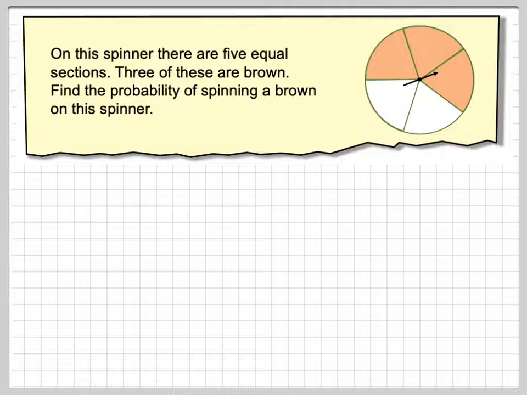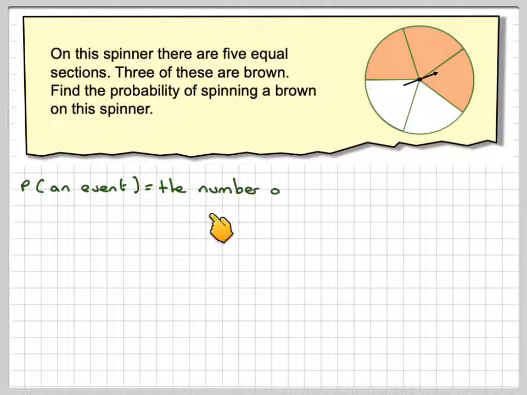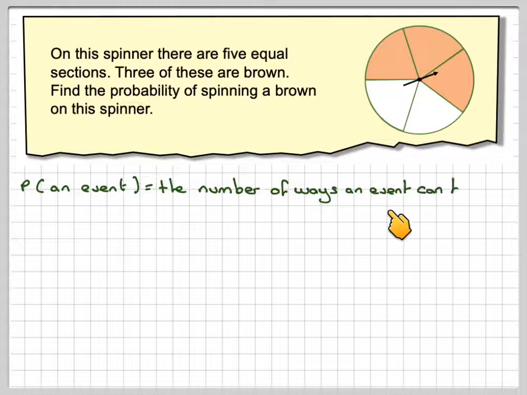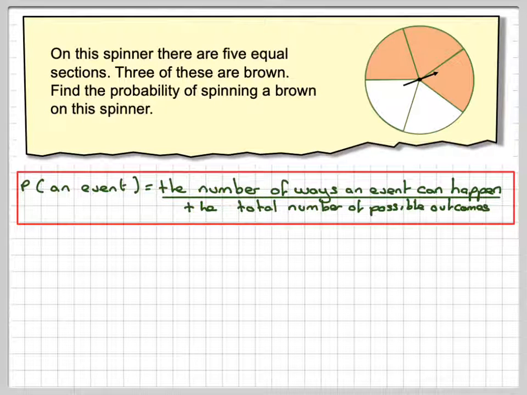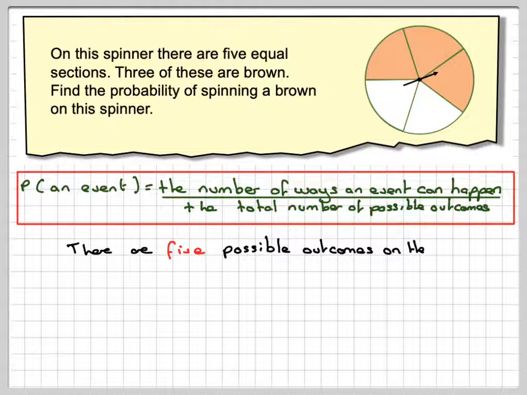Okay, so if we remind ourselves how to find probability, the probability of an event, and remember the notation, P brackets of the name of the event, is going to be the number of ways the event can happen divided by the total number of possible outcomes. So if we look at this, the total number of possible outcomes is 5, because there are 5 sectors, or 5 sections, in this spinner. So there are 5 possible outcomes.